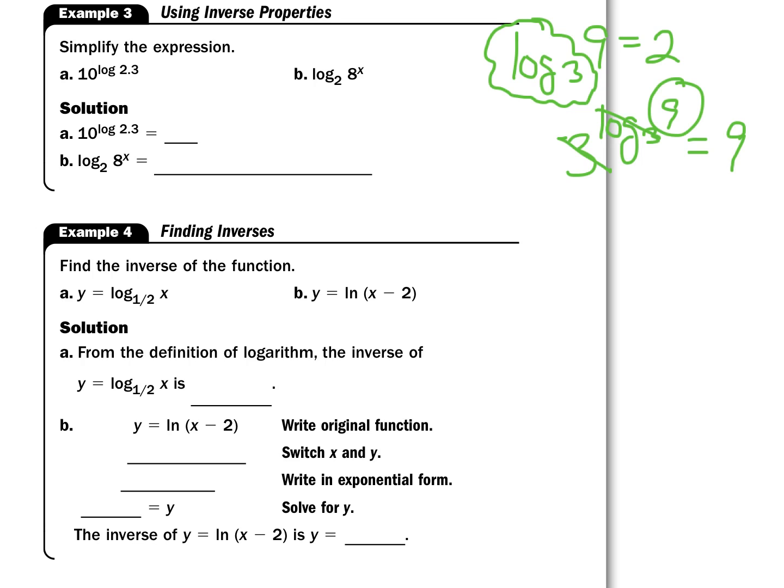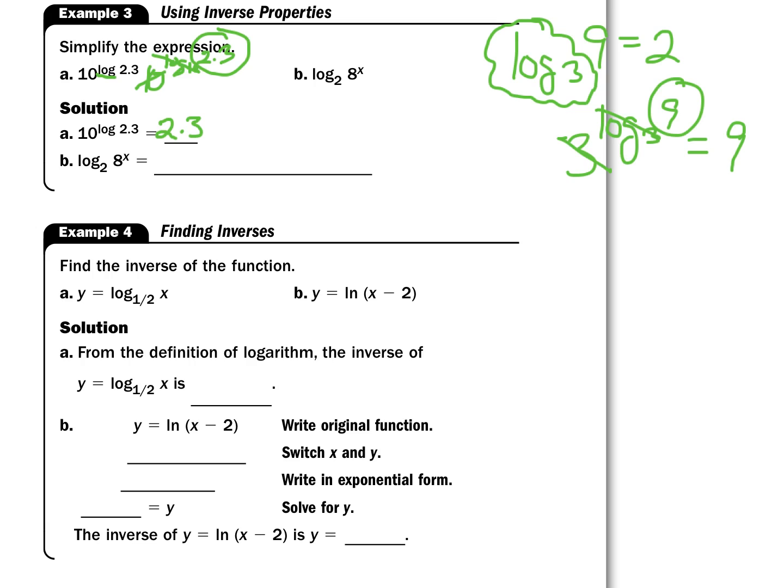I'm just left with whatever that value is. So looking at example 3a, we have 10 raised to the log of 2.3. Because there is no base there, it's just log, that's the common log, which means log base 10. So really it means 10 raised to the log base 10 of 2.3. Well, the 10 and the log base 10 cancel out, and we're just left with the exponent. So 10 raised to the log of 2.3 is 2.3.